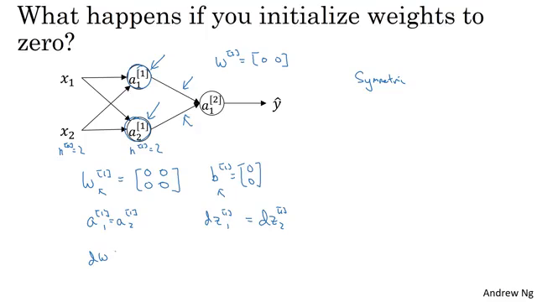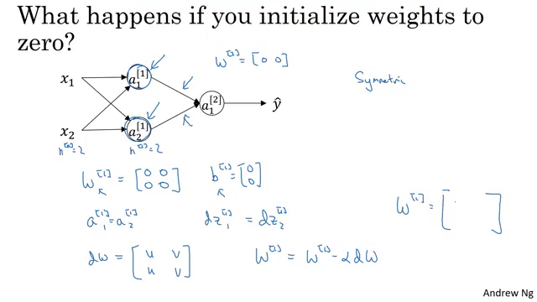So it's possible to show that dW will be a matrix that looks like this, where every row takes on the same value. So when you perform a weight update, W1 gets updated as W1 minus alpha times dW. You find that W1, after every iteration, will have the first row equal to the second row.